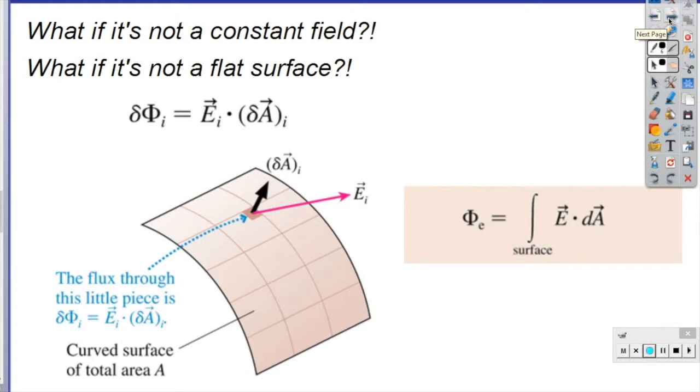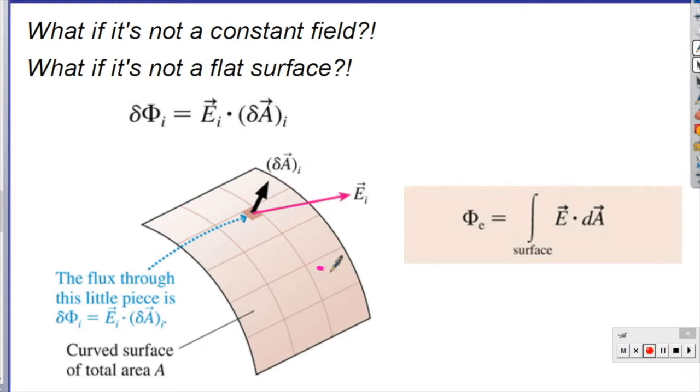What if it's not a constant field? What if it's not a flat surface? So what if I have a field that goes every which way? What if I have a field that goes every which way and a surface that's curved?